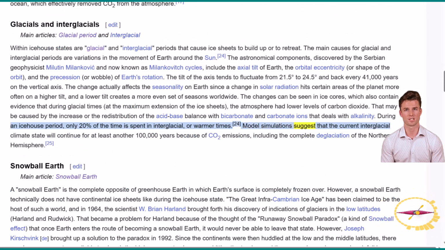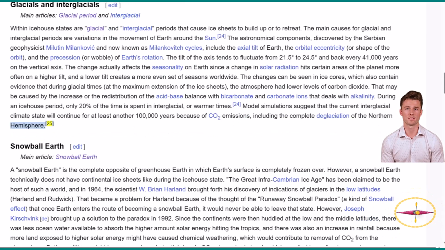Model simulations suggest that the current interglacial climate state will continue for at least another 100,000 years because of CO2 emissions, including the complete deglaciation of the northern hemisphere. Snowball Earth. A snowball Earth is the complete opposite of greenhouse Earth, in which Earth's surface is completely frozen over.